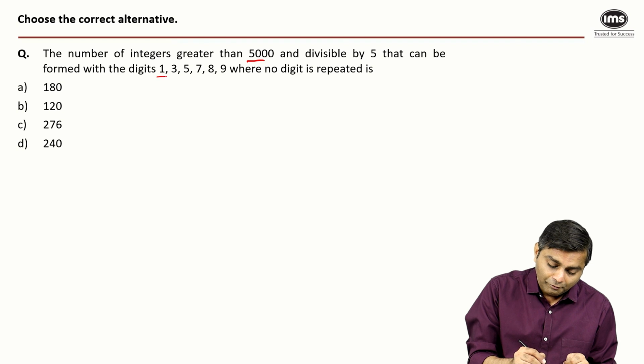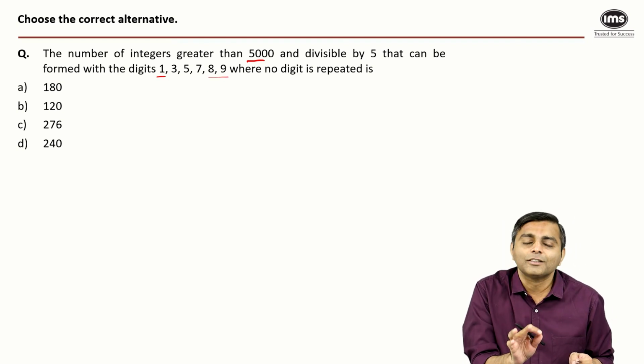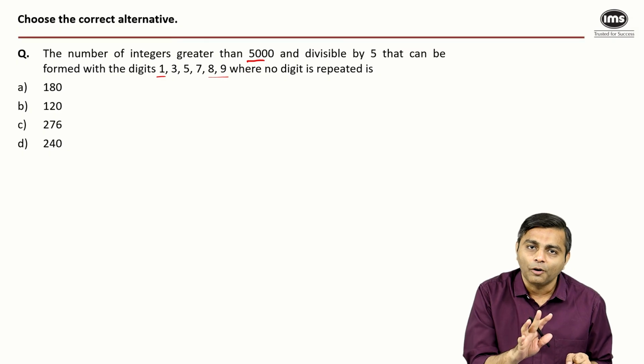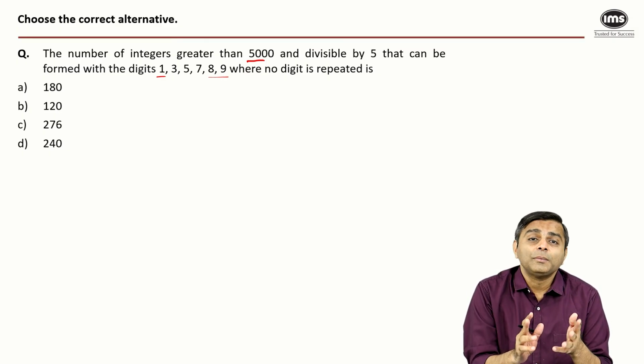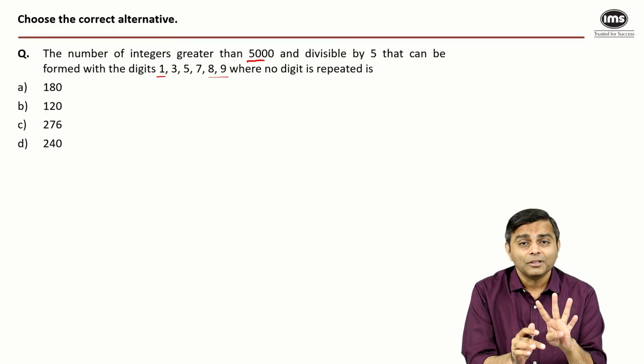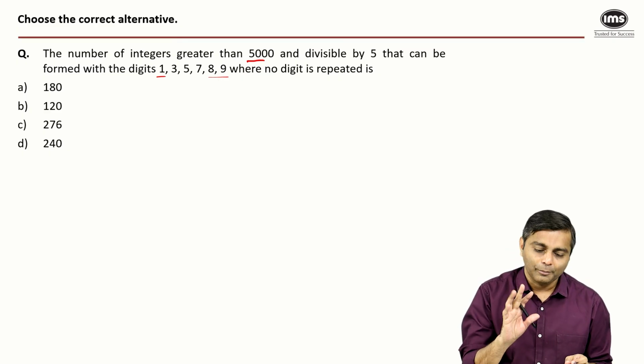What have they given? They have given 1, 3, 5, 7, 8, 9, which means they have given us 6 digits. This is the only tricky part where students might go wrong. They have given 6 digits. They have not said any upper limit, which means we should account for 4-digit numbers, 5-digit numbers and 6-digit numbers. That's the only tricky part.